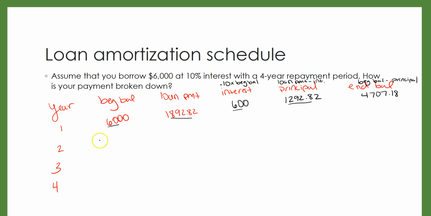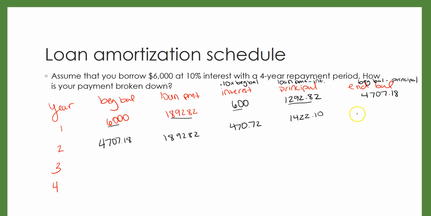Our beginning balance for year 2 is the ending balance from year 1. Our loan payment stays the same. The interest is calculated the same way, 10% times our beginning balance, so $470.72. Principal is the loan payment minus the interest, so $1,892.82 minus $470.72 means that we paid down our loan by $1,422.10.